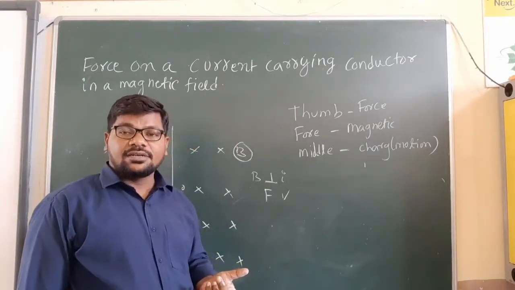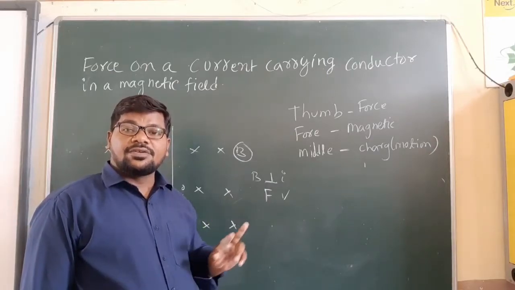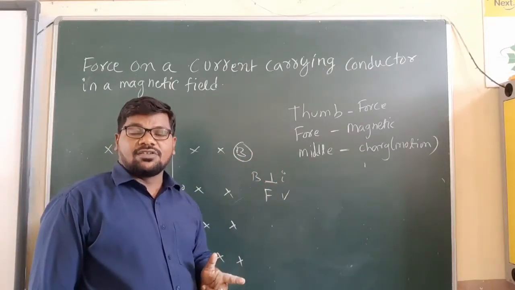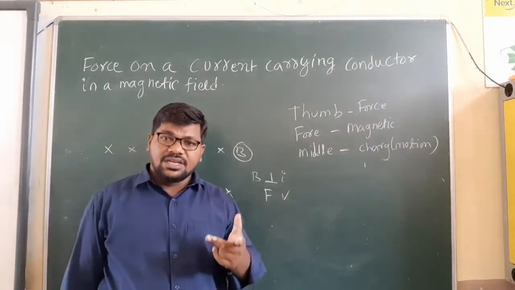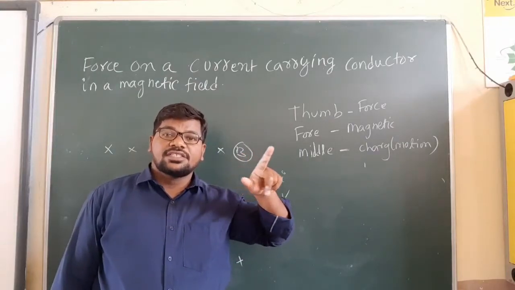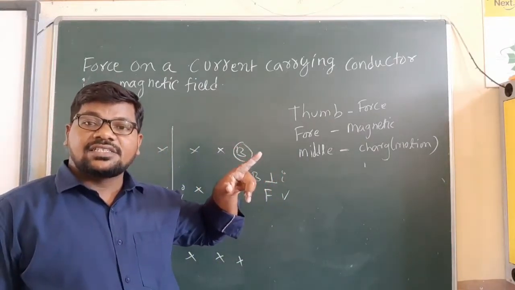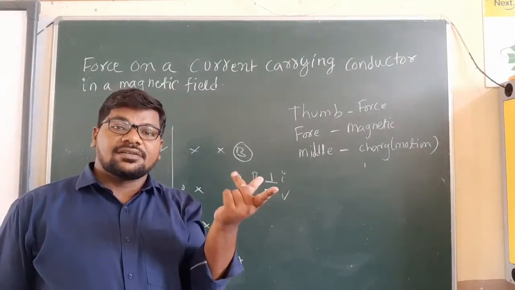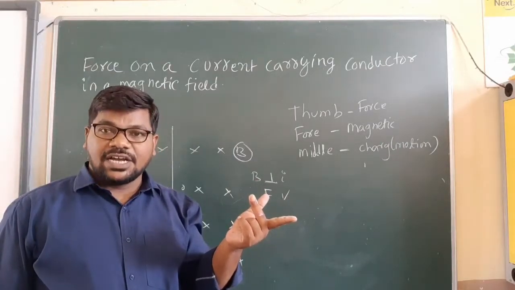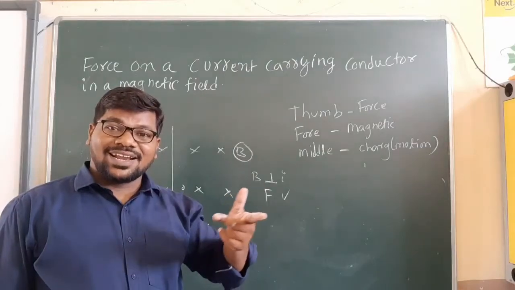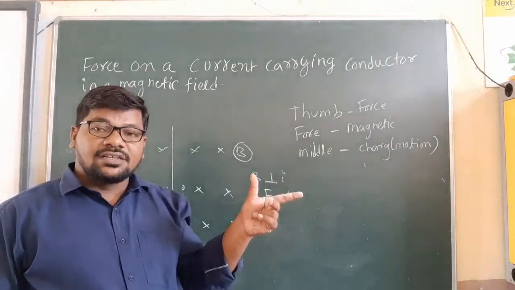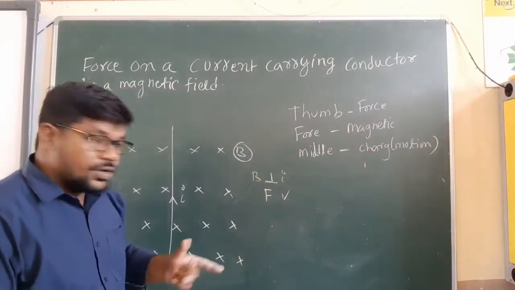The force generated is perpendicular to both the current and the magnetic field, according to Fleming's left hand rule. What is Fleming's left hand rule? Stretch your three fingers of the left hand like this. This is the forefinger, which indicates the magnetic field. The middle finger indicates the direction of current or the direction of flow of charge. Because these two are arranged perpendicularly, force is developed. That force is indicated by the thumb finger.